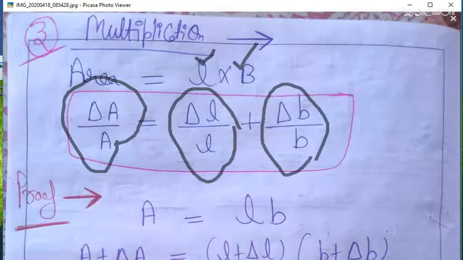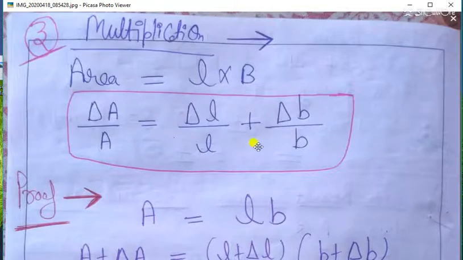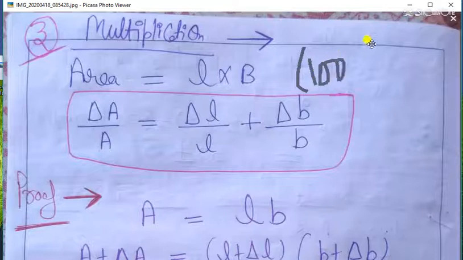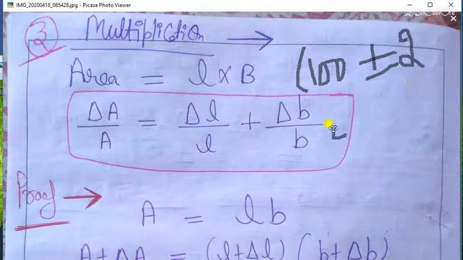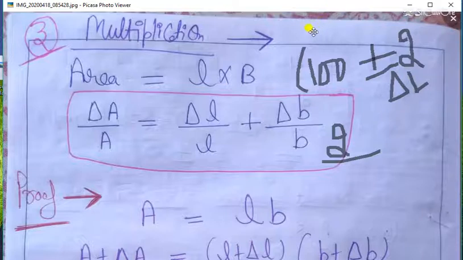We will discuss it in detail, but first of all you have to know about these absolute errors. If I have a quantity like length 100 plus minus 2, then its relative error is represented by 2 by 100. Delta L is the error term, that is 2, and L is this 100.